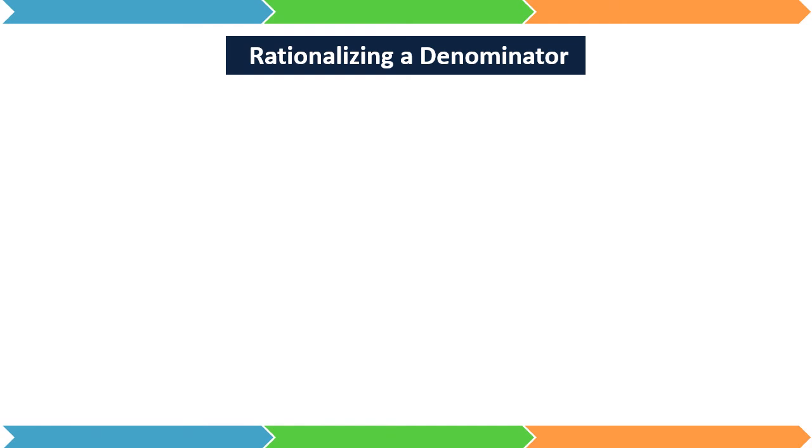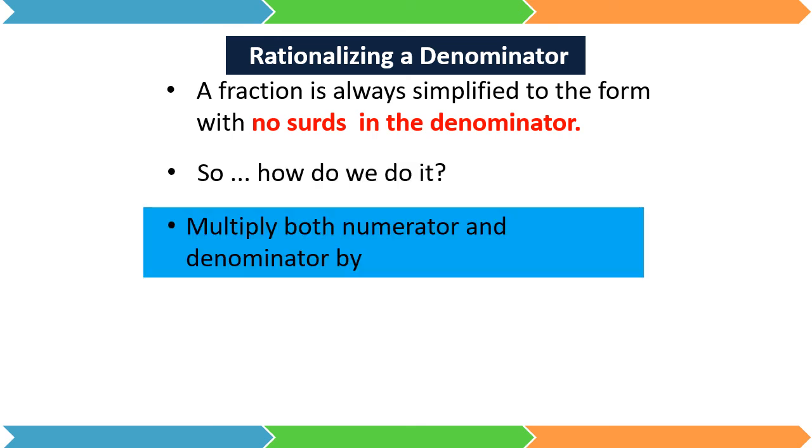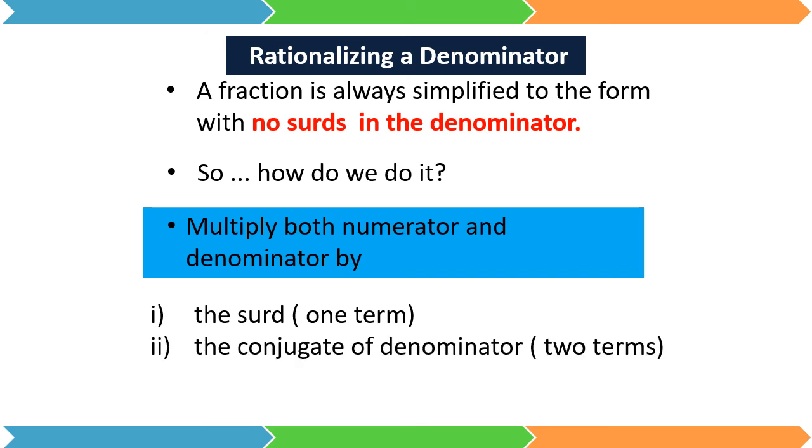Rationalizing a denominator. Let's say we have a fraction. We always simplify it to a form with no surd in the denominator. So how do we do it? We multiply both the numerator and denominator by the surd if we have one term only, and by the conjugate of the denominator if we have two terms.